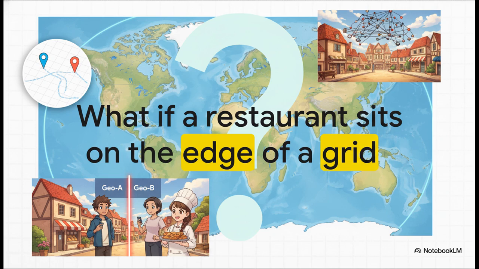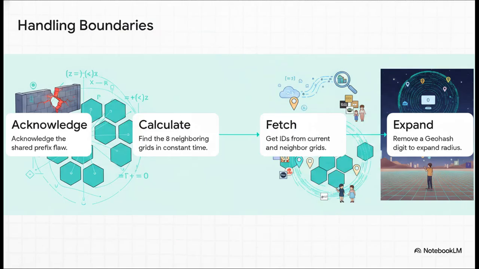You could have two places literally meters apart, but if they sit on opposite sides of the equator, their geohashes share absolutely 0 characters. If your system only searches the current grid, you'd completely miss the amazing bakery right across the street just because it falls into a different geohash bucket. Wild, right? So here's the step-by-step tutorial on how that's handled in production.